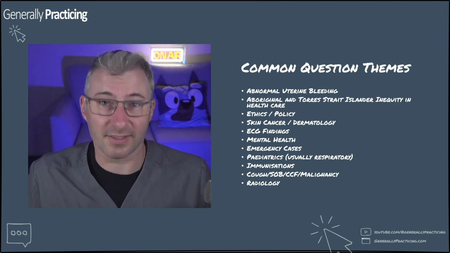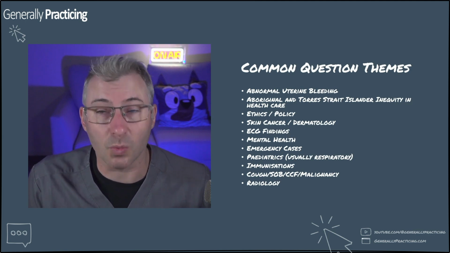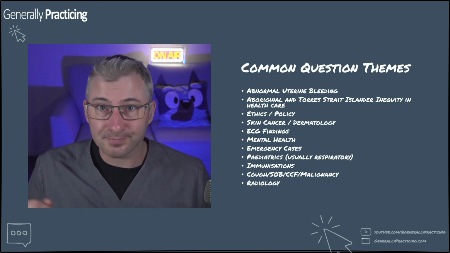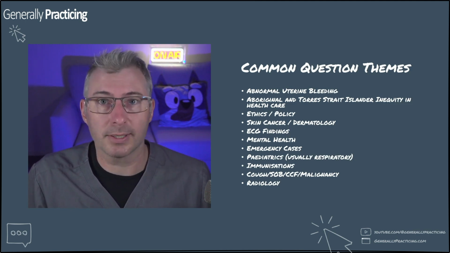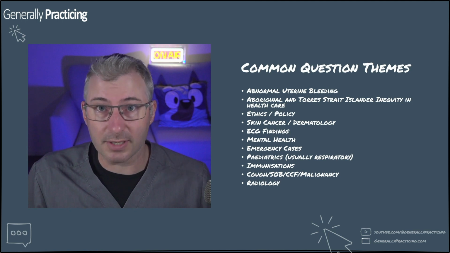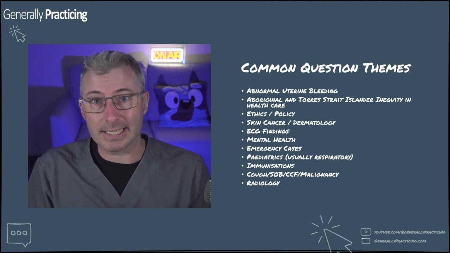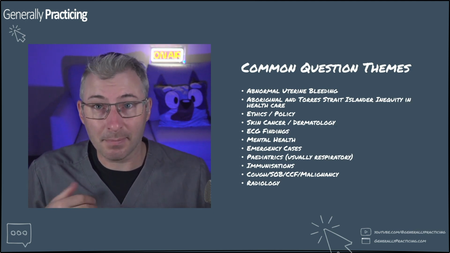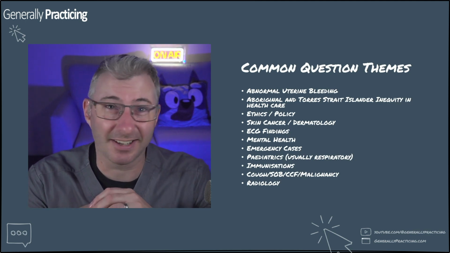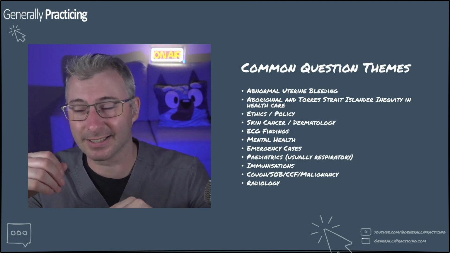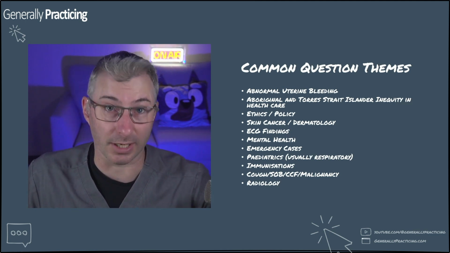You're almost always guaranteed to get some kind of abnormal uterine bleeding, just one of those things that they're going to want to assess and know that you know something about. We spent a fair bit of time on Aboriginal and Torres Strait Islander health last week. We're going to go through a little bit of ethics and policy making, skin cancers, dermatology, ECG findings, mental health, emergency cases, your DRS ABCD, pediatrics, they're more than just little people, immunisations. I've said it so many times, I'm so sorry. As well as cough, shortness of breath, CCF, malignancy, and touch again on radiology.